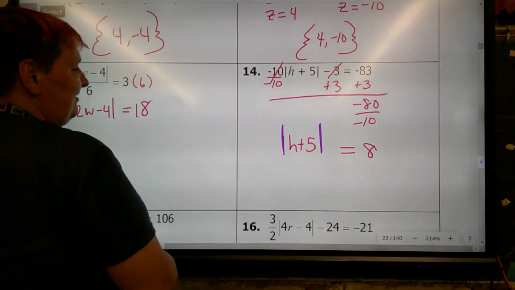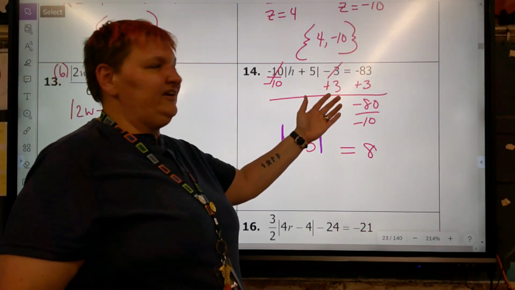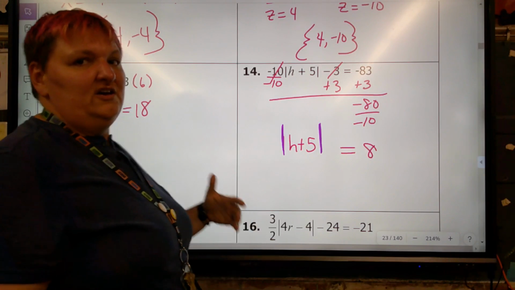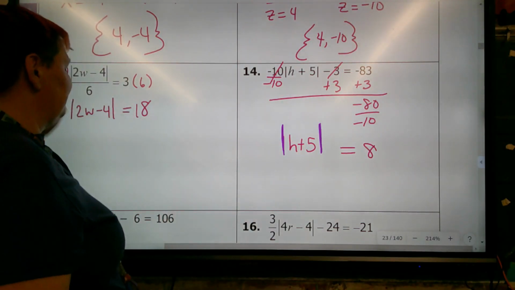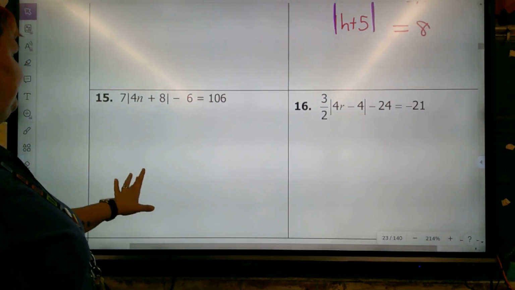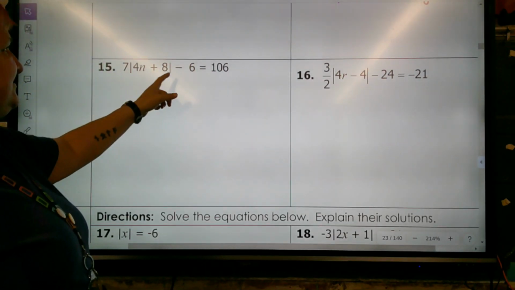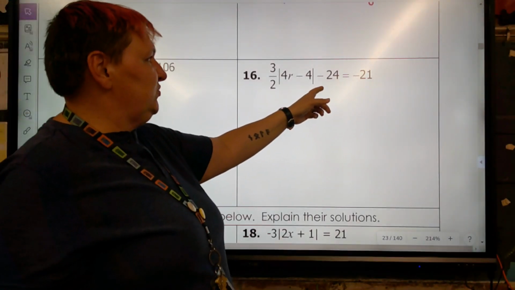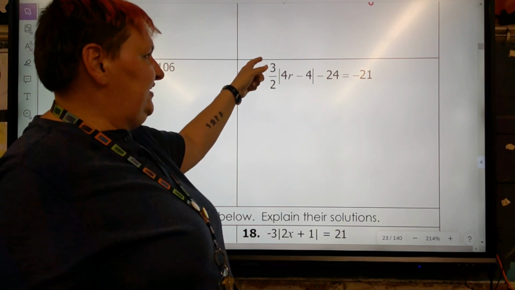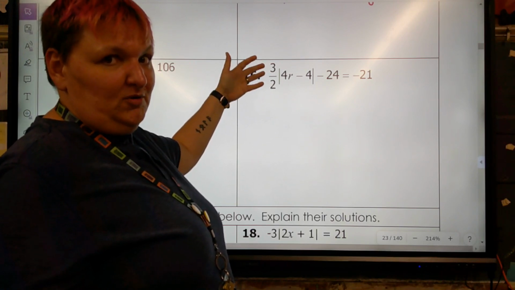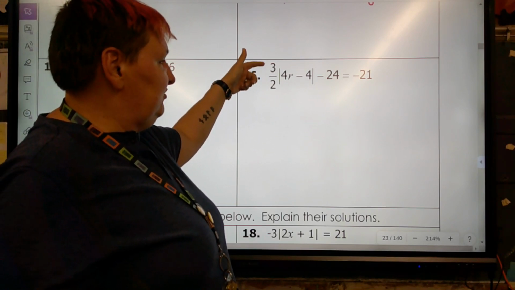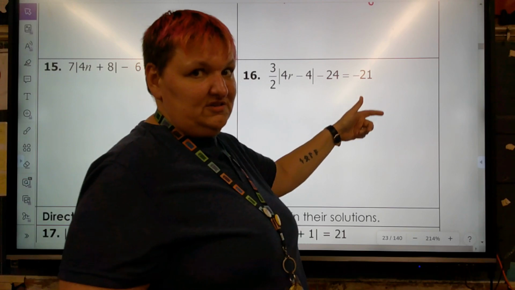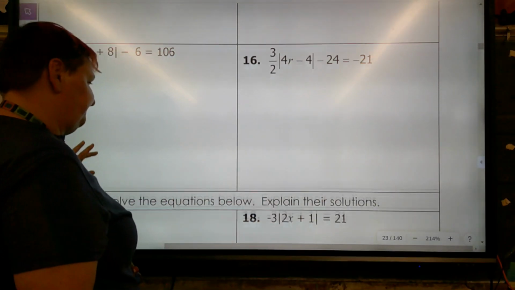Right? So just step by step, just like you would a regular equation. Get rid of the constant. Get rid of the coefficient. Slowly but surely just get rid of stuff until it's isolated. This one I would add 6, divide by 7. This one I would add 24. And then because to get rid of a fraction, you flip and multiply. Right? So I would multiply this side by 2/3 and this side by 2/3. You see what I'm saying?